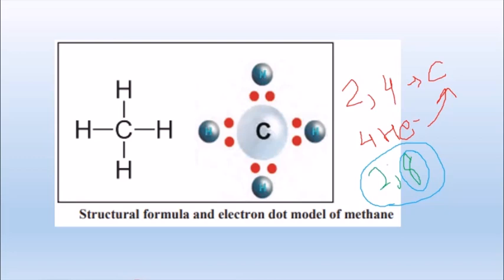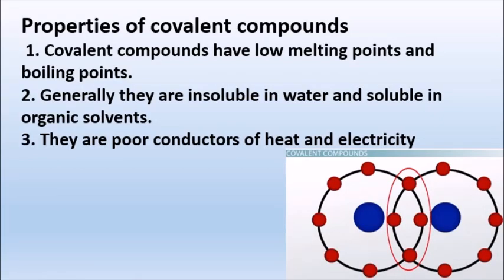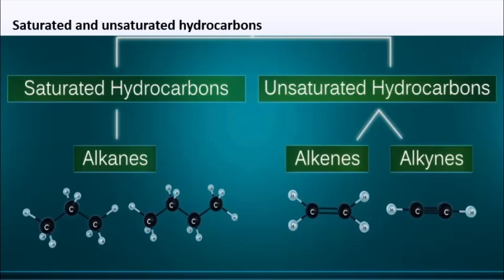And these bonds in which they get attached are called covalent bonds. Now we are talking about covalent bonds. So what can be the properties of covalent compounds? As covalent bonds are formed, the compound formed becomes a covalent compound. They have low melting and boiling points. This is the first property. Then they are insoluble in water, but they can be soluble in organic solvents, and they are poor conductors of heat and electricity.